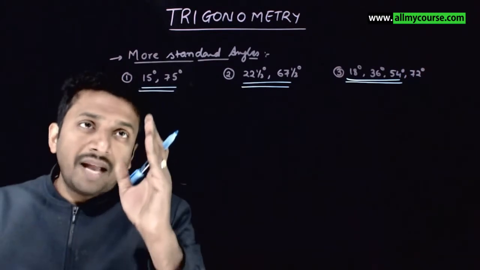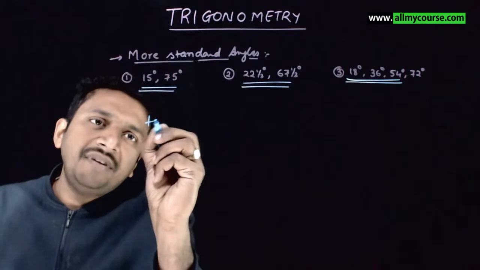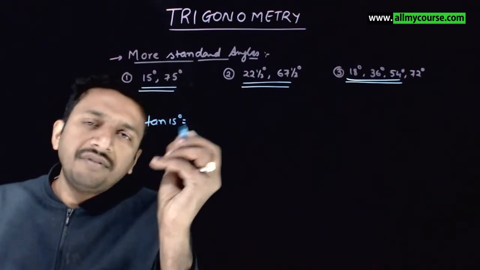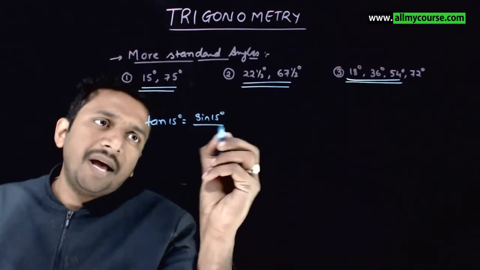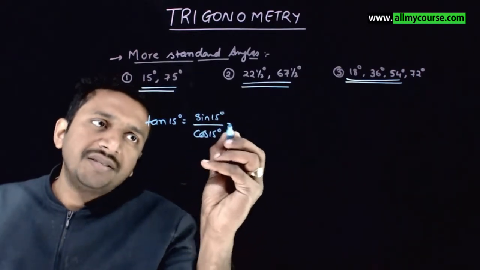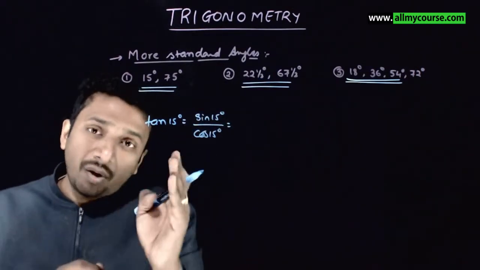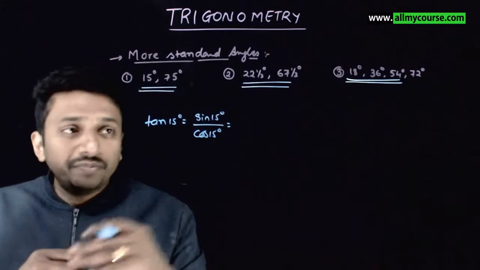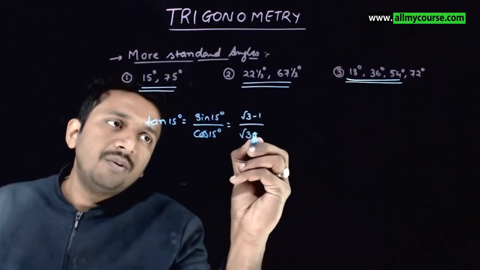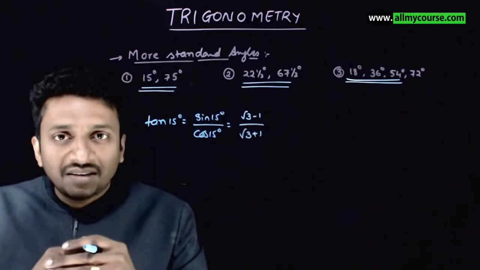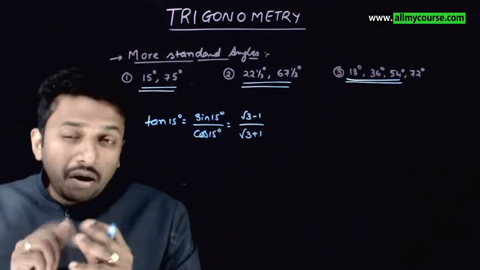Once we know the values of sine and cos, you can go for the values of tan. So what is tan 15 degrees? Tan 15 degrees is nothing but sine 15 degrees by cos 15 degrees. Sine 15 is (root 3 minus 1) by 2 root 2, and cos 15 is (root 3 plus 1) by 2 root 2. So sine 15 by cos 15 is (root 3 minus 1) by (root 3 plus 1), since the 2 root 2 gets cancelled. You can remember tan 15 as (root 3 minus 1) by (root 3 plus 1), or there's a better way where you rationalize this.